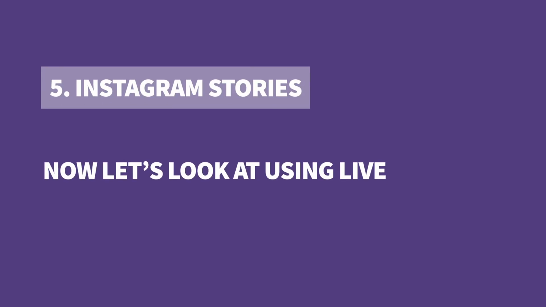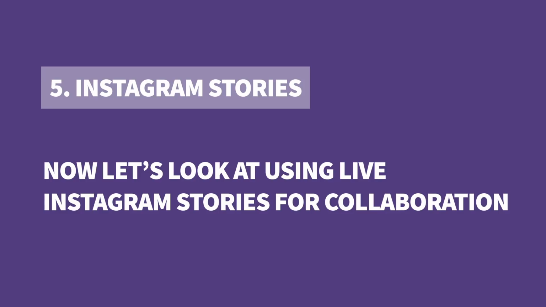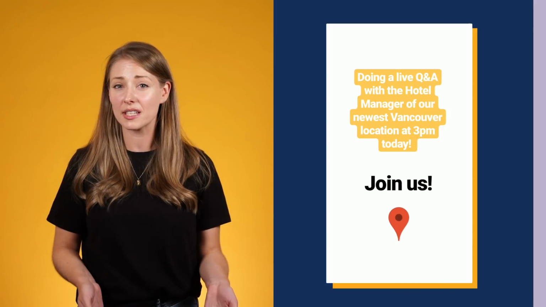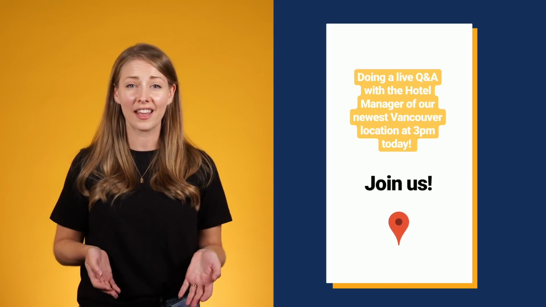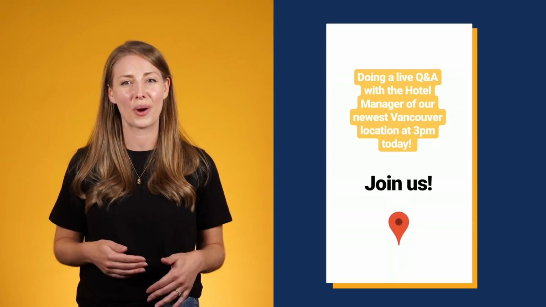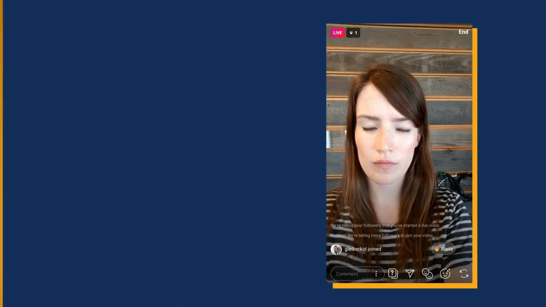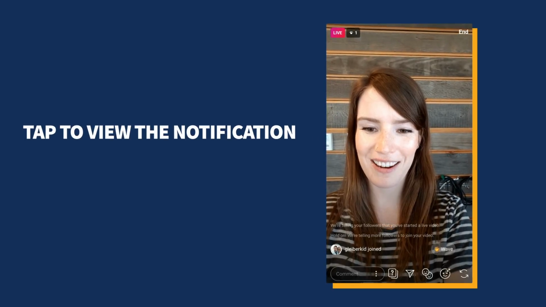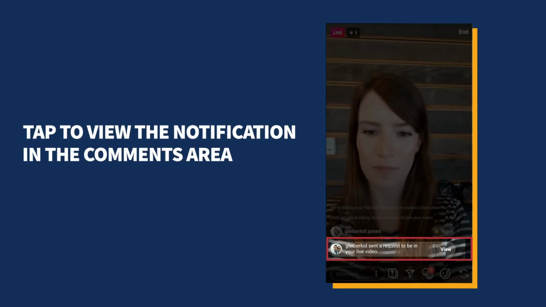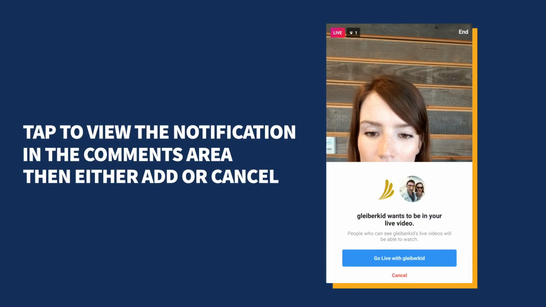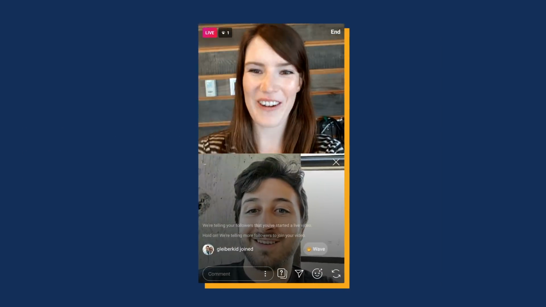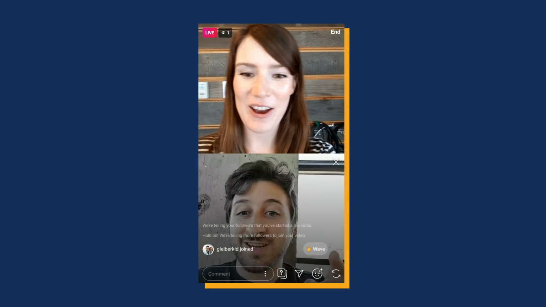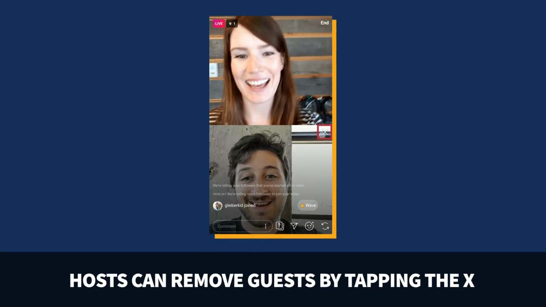Now, let's look at using live Instagram stories for collaboration. Say you're a brand gearing up for a new hotel opening. You could host a live Q&A, then encourage your followers to request to join the live broadcast. To accept a request to join, tap to view the notification in the comments area, then either add or cancel. Once joined, the screen will split in half, showing both you and your guest. Hosts can remove guests at any time.